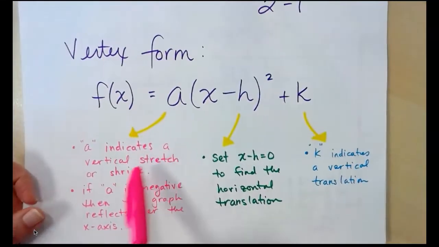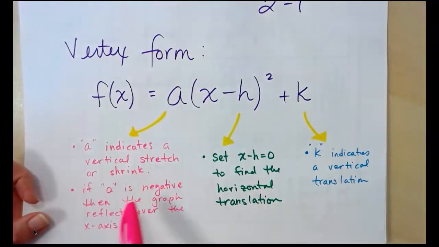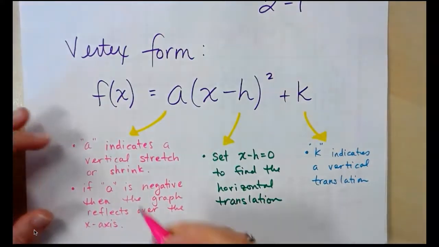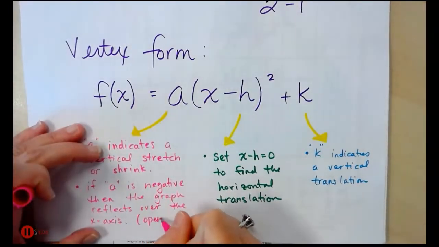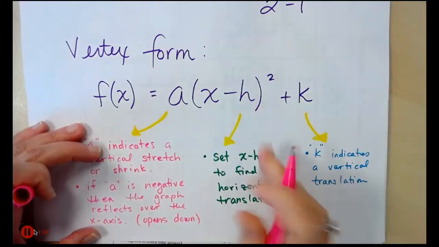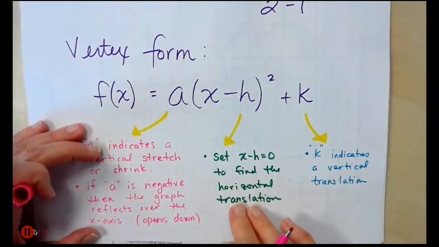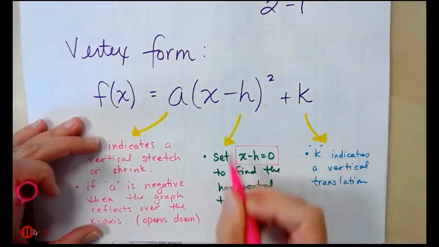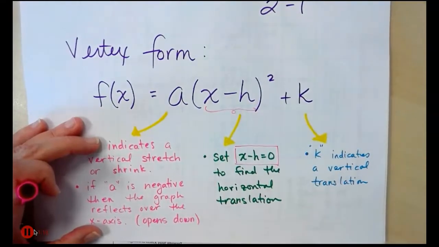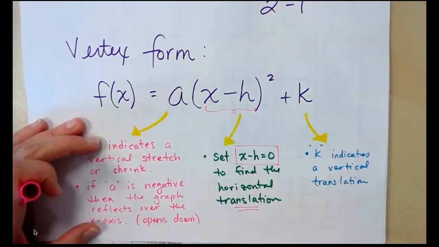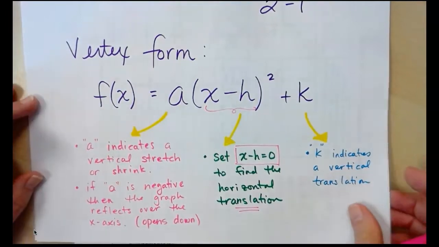The a indicates a vertical stretch or shrink. And if a is negative, then the graph reflects over the x-axis, or you can just think of it as it simply opens down. The h in this factored form is going to tell us a horizontal translation. And the easiest way to find that is to simply set whatever is inside of those parentheses equal to 0. And that tells you if you're moving to the right or to the left. The k indicates a vertical translation.